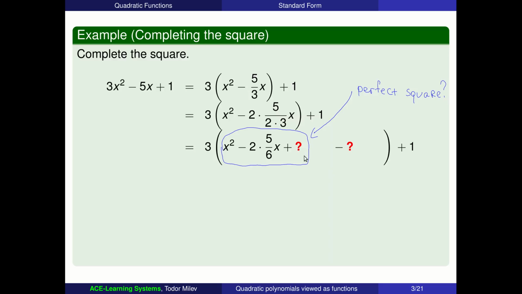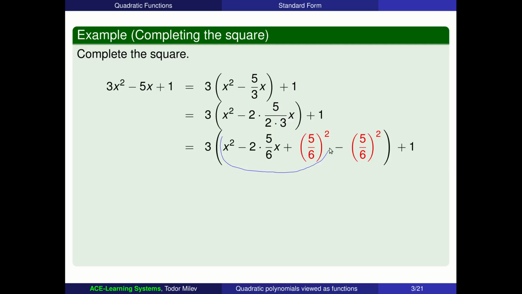So can I select the expression that you see here so as to get a perfect square? I'm sure you must have guessed it by now. If I were to select the number 5/6 squared, and I were to add and subtract that number, of course I wouldn't change the expression that I'm seeing here because I've added and subtracted the same number, but at the same time I would be able to generate a perfect square here.